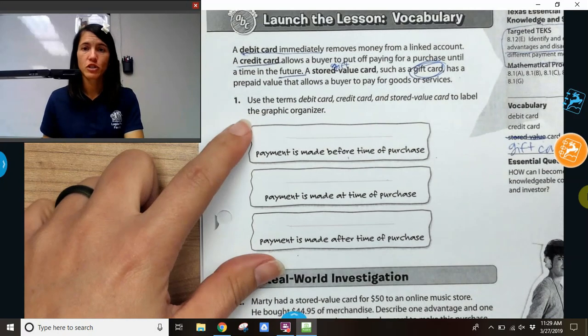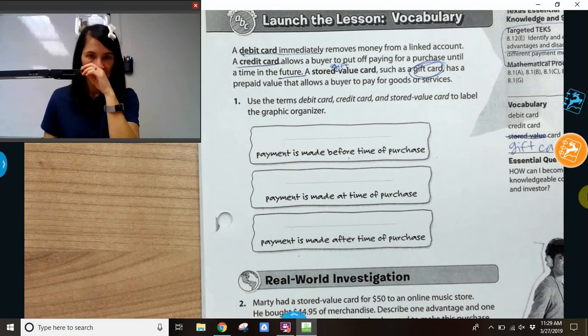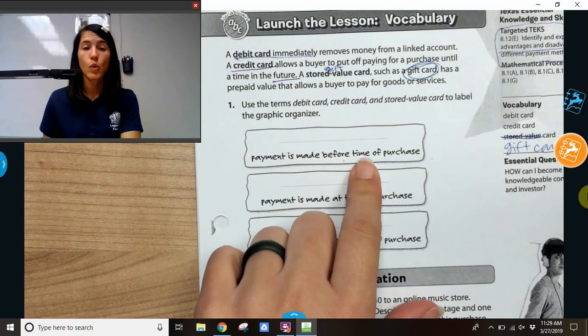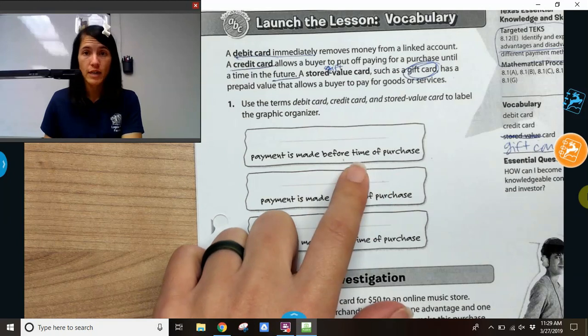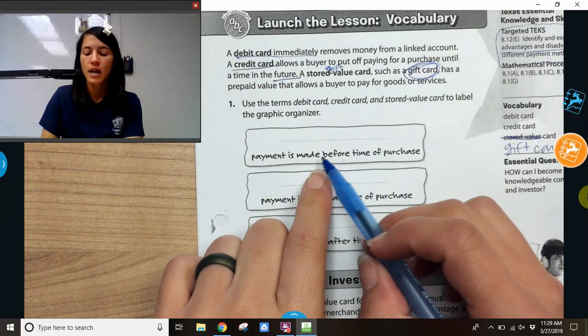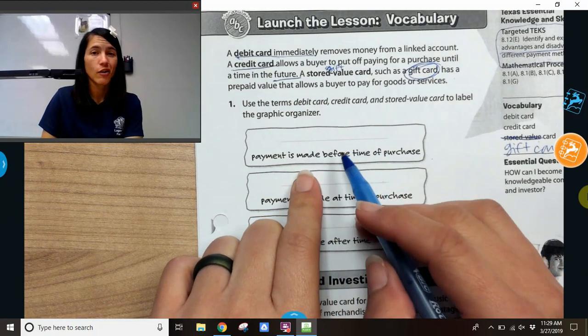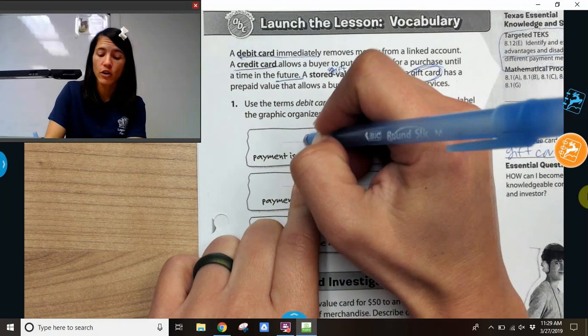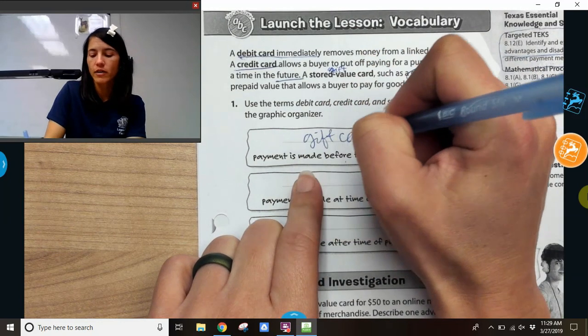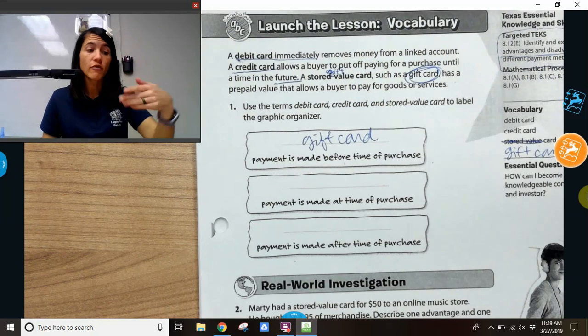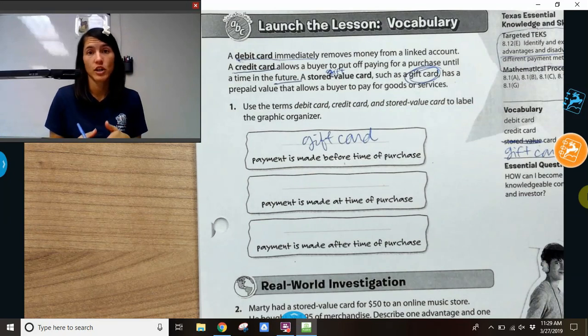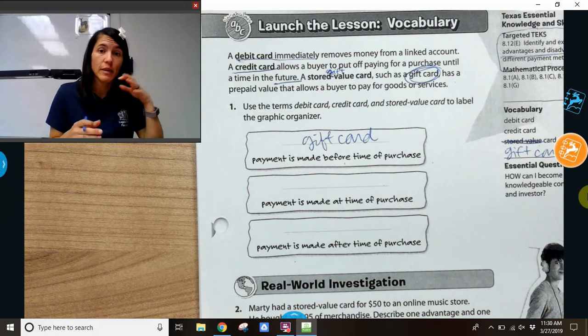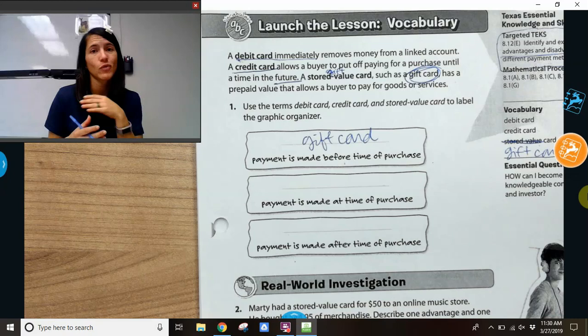So part 1 right here, use the terms to get the label. The first one, payment is made before the time of purchase. What that means is the payment is already loaded onto a card, so this would be gift card. Because if someone gives you a gift card to Target, Walmart, Amazon, the money has already been put on the card. That $20, $25 has already been put there even before you go spend it.